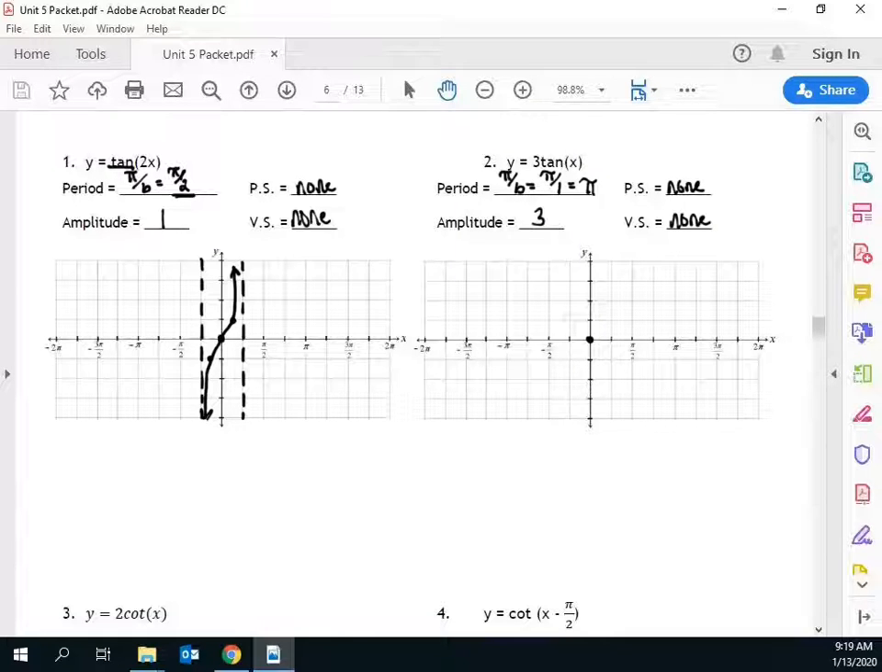And now, like we said before, I need to go left and right the distance of half of one period. Well, our period length is how much, guys? Pi. So what's pi divided by half? Pi over 2. So that means that I go to the right, pi over 2.